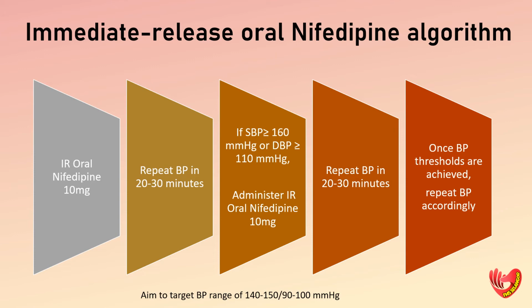We aim to get a target blood pressure range of 140 to 150 systolic and 90 to 100 diastolic. We then repeat the blood pressure in 20 to 30 minutes again. Once blood pressure thresholds are achieved, do not forget to continue monitoring the blood pressure accordingly.